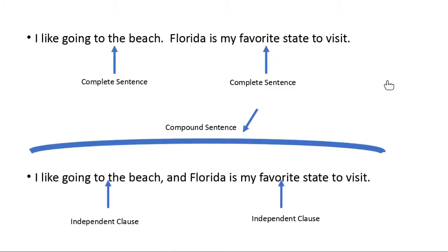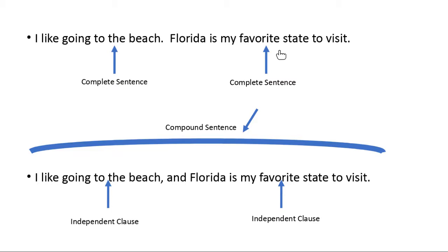So here is another example. You had a complete sentence: I like going to the beach. And another complete sentence: Florida is my favorite state to visit. Each of those has all the elements of a sentence that can stand alone by itself. They're perfectly fine as they are. But we want to make a compound sentence by combining the two independent clauses. Using the fanboys method that I just showed you would look something like this. I like going to the beach, comma, coordinating conjunction and, Florida is my favorite state to visit.